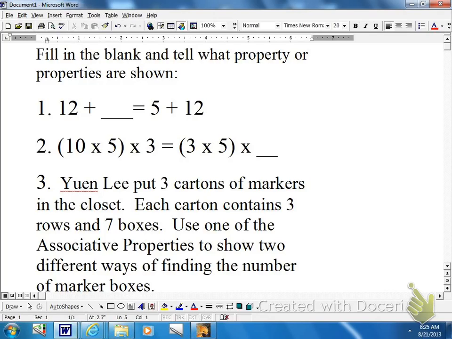Okay, so here is your homework. I've given you 3 problems. Fill in the blank and tell what property or properties are shown in number 1 and number 2. Now notice I have property or properties. There may be more than one. And then answer the word problem in number 3. Basically read it, and then you're going to write an answer or an example of the associative property showing this number sentence.